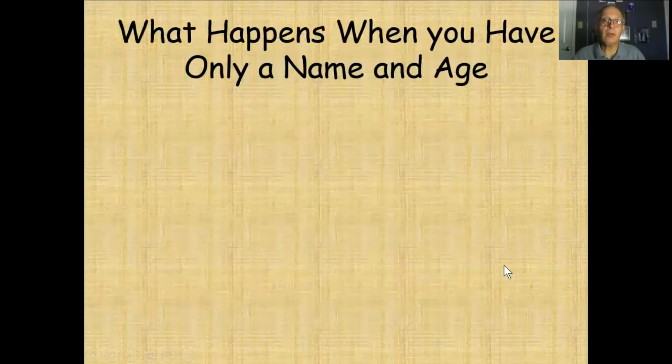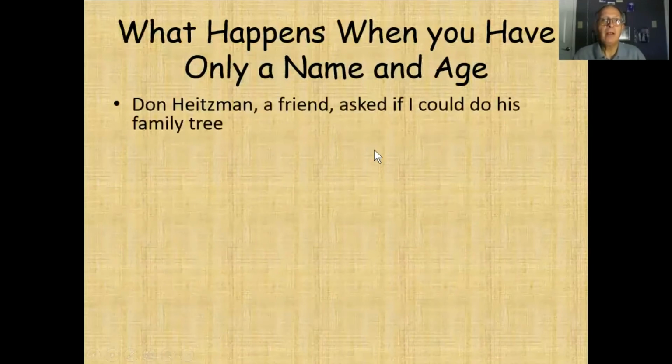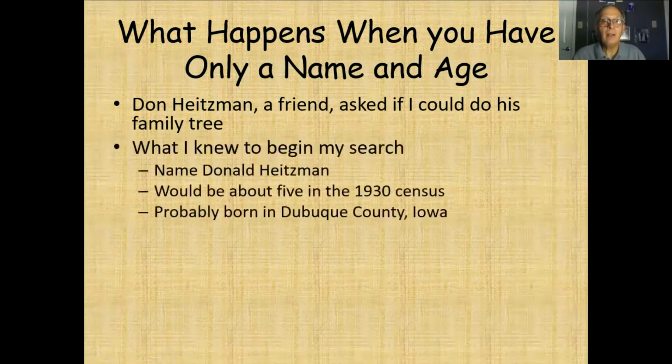What happens when you have only a name and age? Don Heitzman was a friend of mine. We carpooled together to our Habitat for Humanity volunteer job every Wednesday morning. And the subject of family trees came up and he asked me if I could do it. I told him, well, yeah, I need the names of his parents and birth dates if he had them, and siblings, etc.